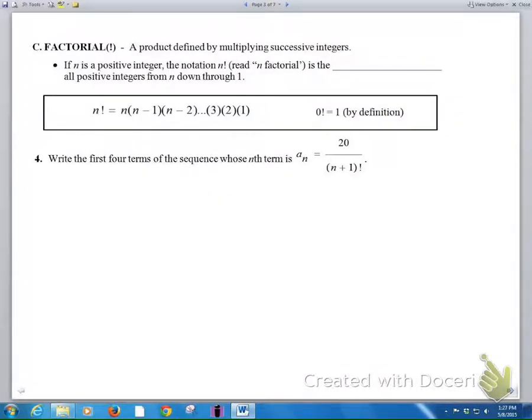All right, here we go. Factorial. There's a factorial button on your calculator, but you don't necessarily need it. If you don't know where it is, it's under probability on both the scientific and the graphing, and it's an exclamation point. If n is a positive integer, the notation n factorial is the product of all positive integers from n down to 1. So n factorial is n times n minus 1 times n minus 2, and so on, all the way down to 1. So we're going to find the first 4 terms for this one.